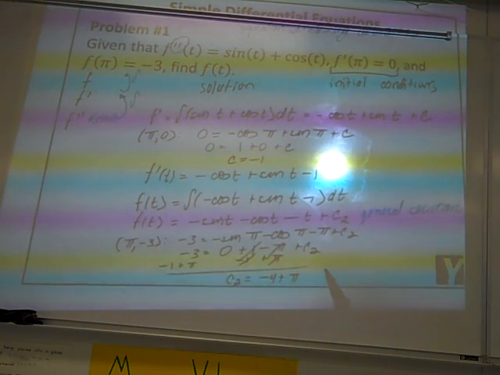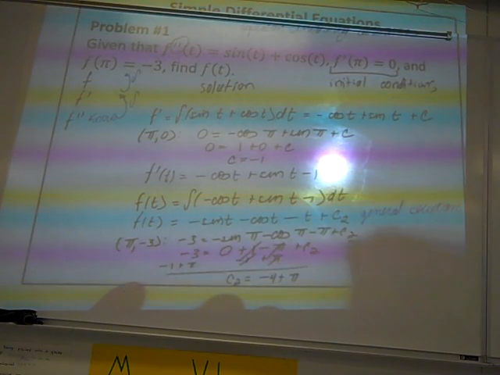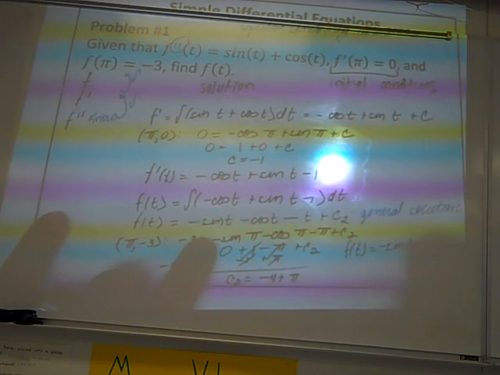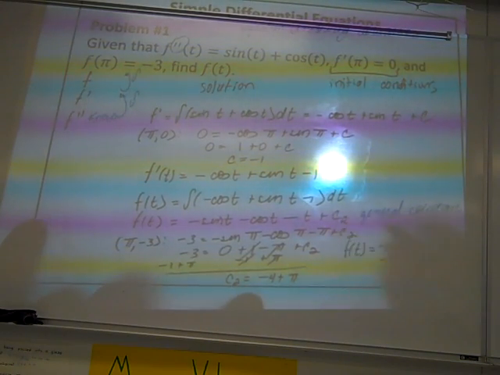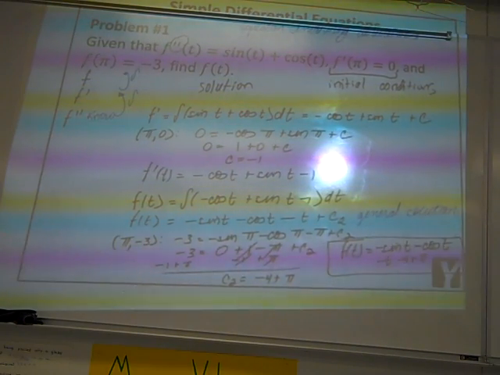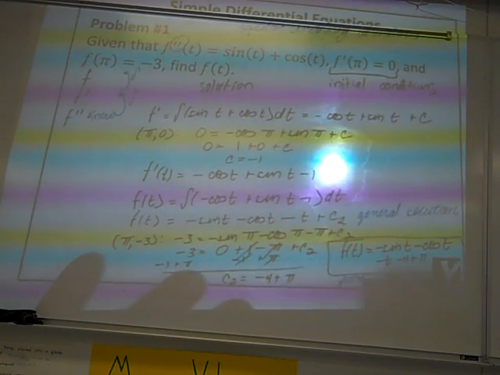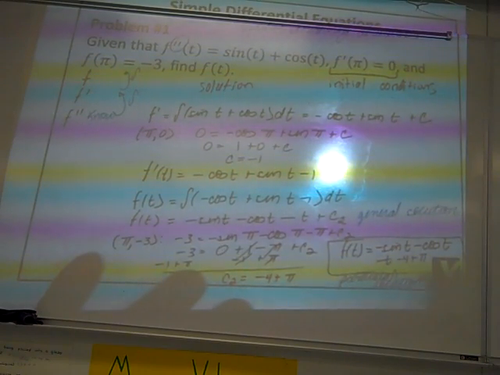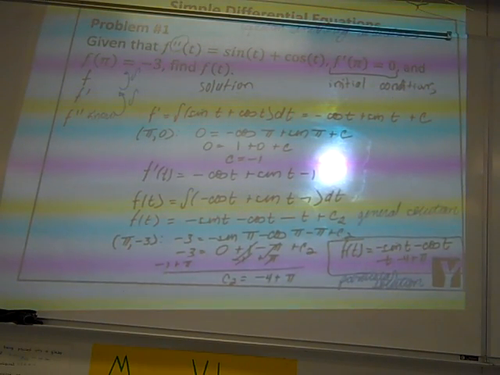Now, before you box your answer and move on, let's keep in mind the statement said, find f of t. So my final answer, f of t, will be negative sine of t, negative cosine of t, minus t plus c2, that's this negative 4 plus pi. That final answer, because it doesn't involve our constant of integration, is what we refer to as a particular solution. No longer a general solution, it's a particular solution. Some authors refer to it as a specific solution.